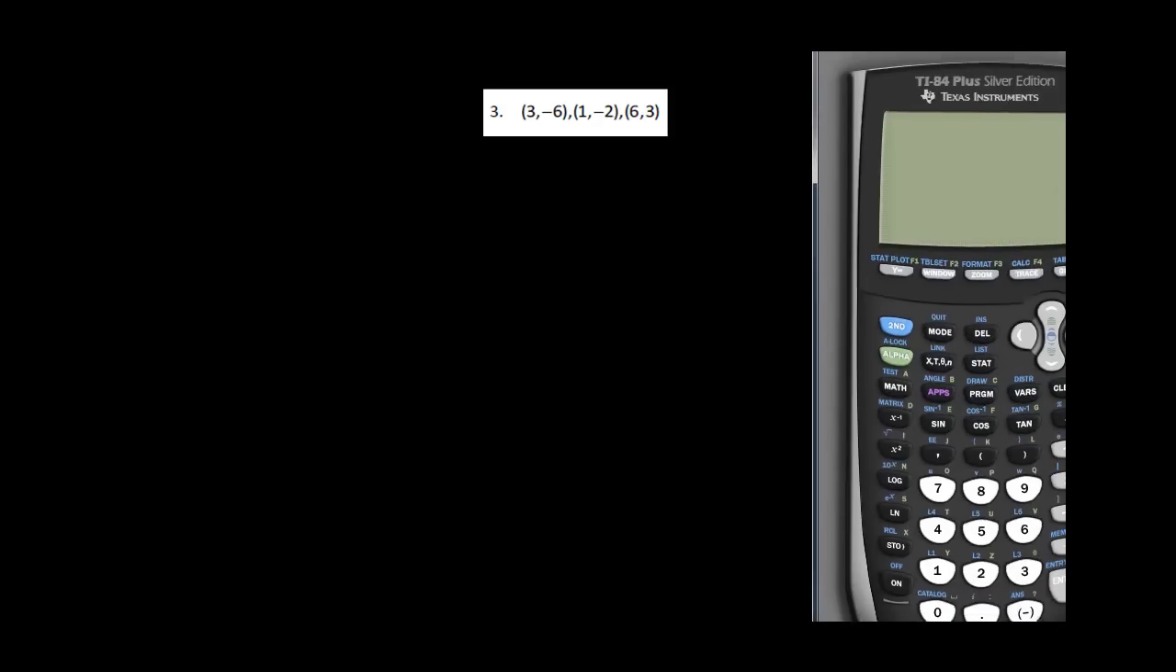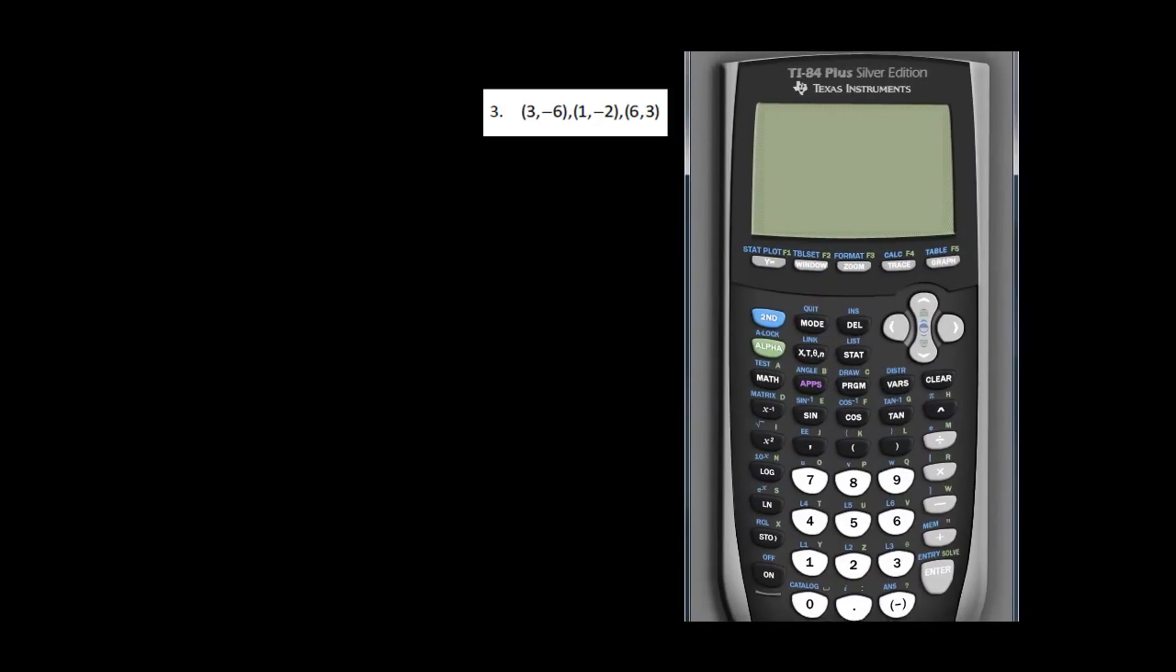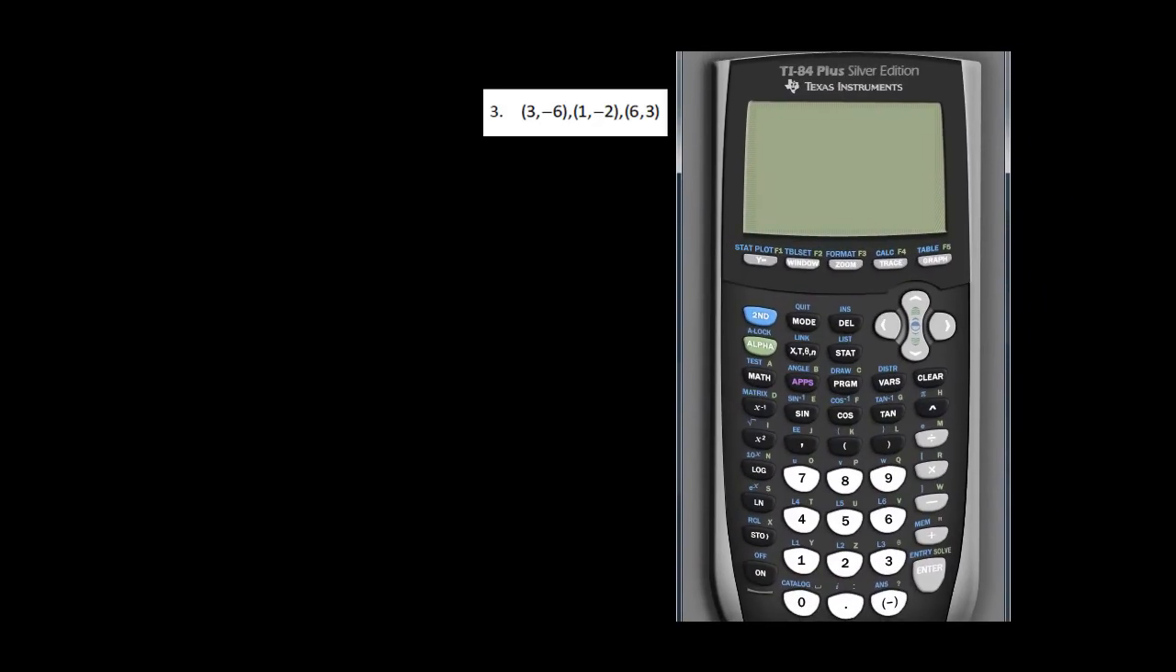Alright, let's bring in our calculator and enter these values in. So let's turn it on. Let's hit stat, enter. It's all clear, so that's good. So let's enter our x values. So 3, 1, and 6. Let's move over to the y values. Negative 6, negative 2, 3.